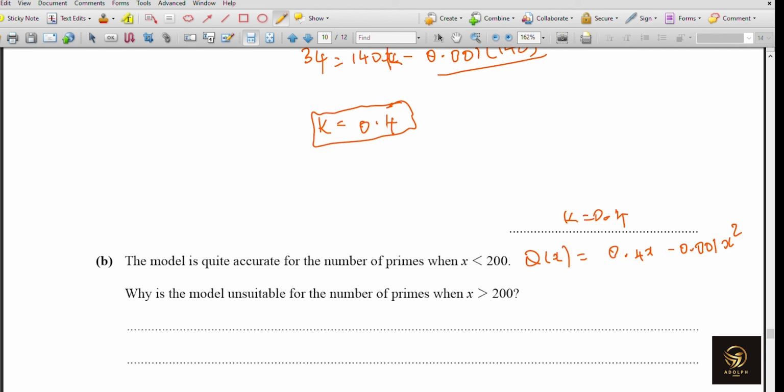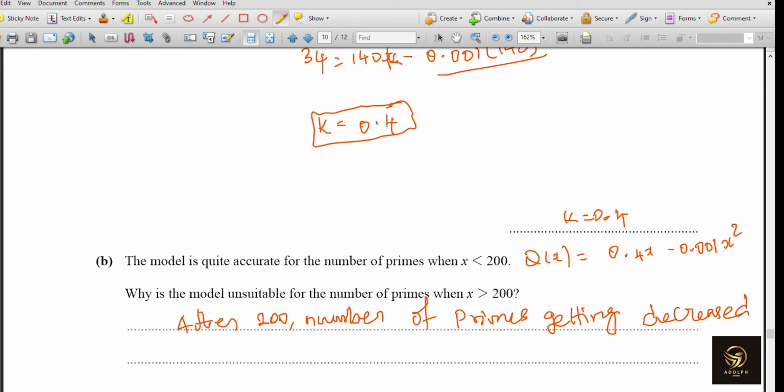Suppose you are substituting an x value of more than 200, you'll find that the number of primes gets reduced. So that's the reason we are going to write: after 200, the number of primes is getting decreased. Maybe we can show the calculation after 200, that 0.4x minus 0.001x square is reducing.